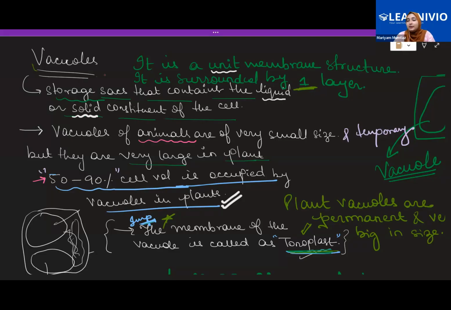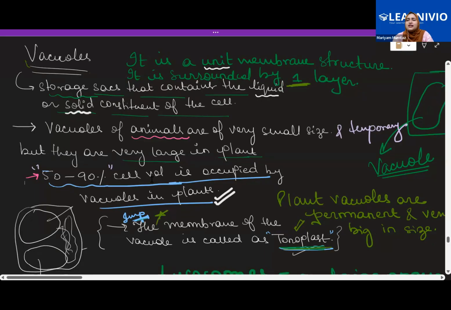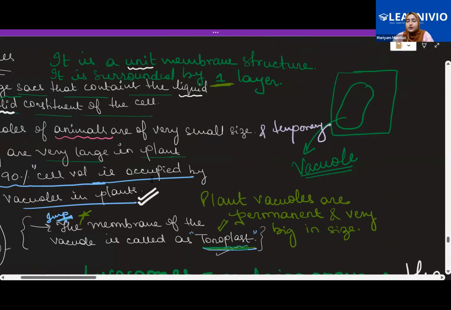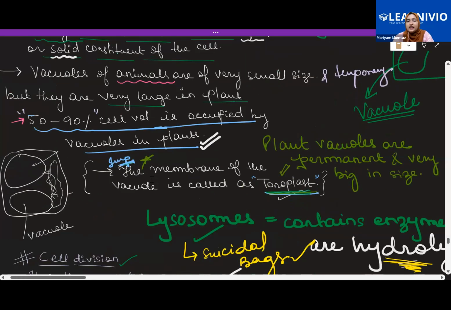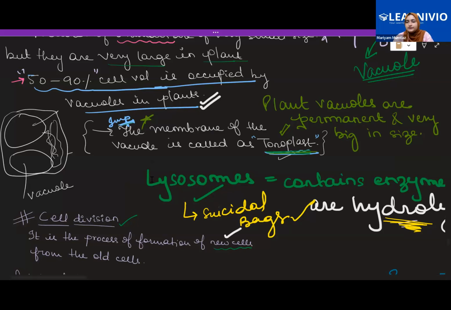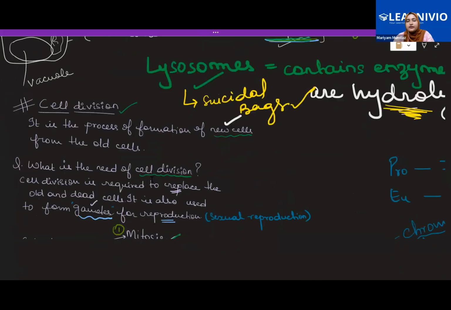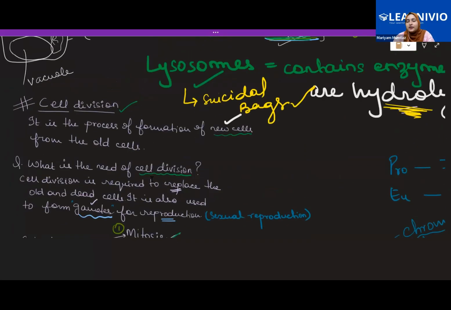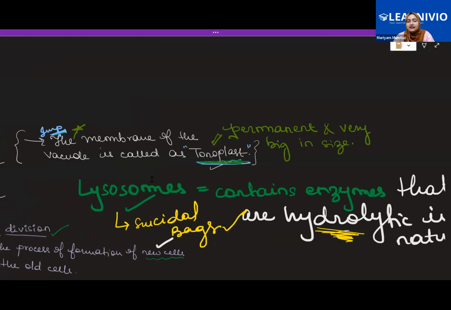And remember, students, that the plastids are not found in animal cells. Clear? Vacuoles are sometimes found, sometimes not found. The most important thing that you have to remember is that the membrane of the vacuole is called the tonoplast. Clear? Any doubts? Ma'am, do plants have lysosomes? Plants and animals, both of them will have lysosomes.